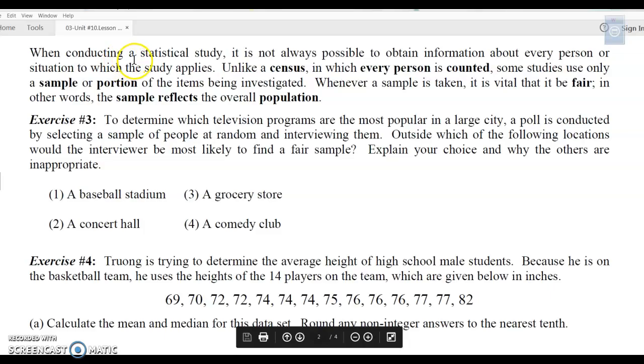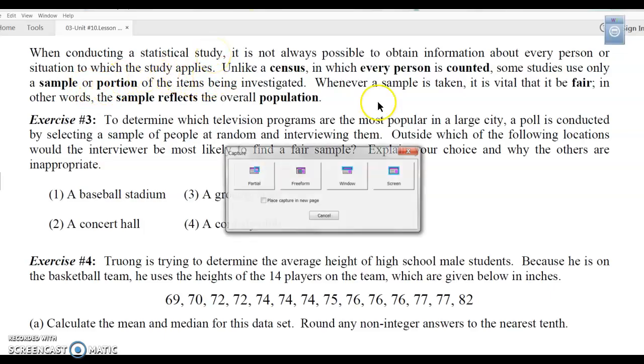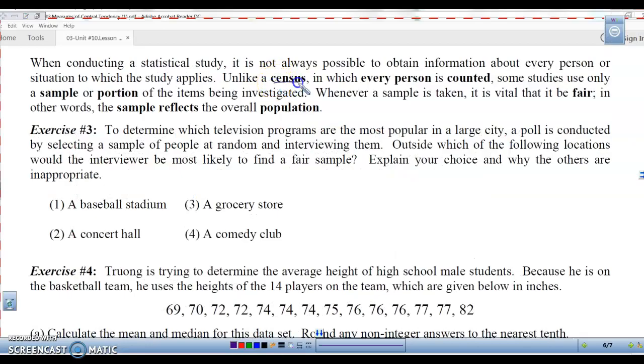All right, when conducting a statistical study, it is not always possible to obtain information about every person or situation to which the study applies. Unlike a census, in which every person is counted, like we are doing this year with the population of the United States, some studies use only a sample or portion of the items being investigated. Whenever a sample is taken, it is vital that it be fair. In other words, the sample reflects the overall population.